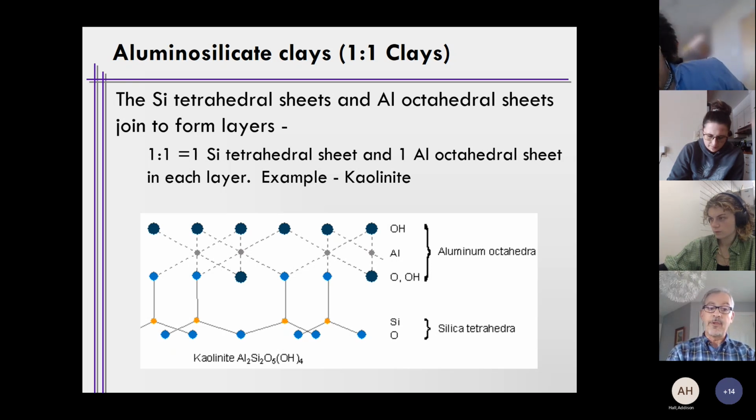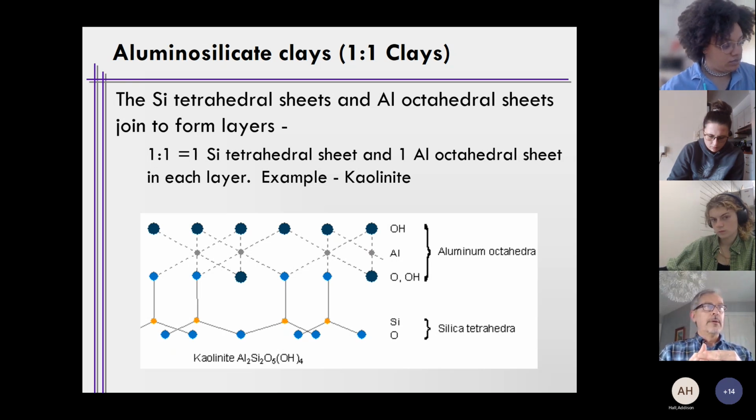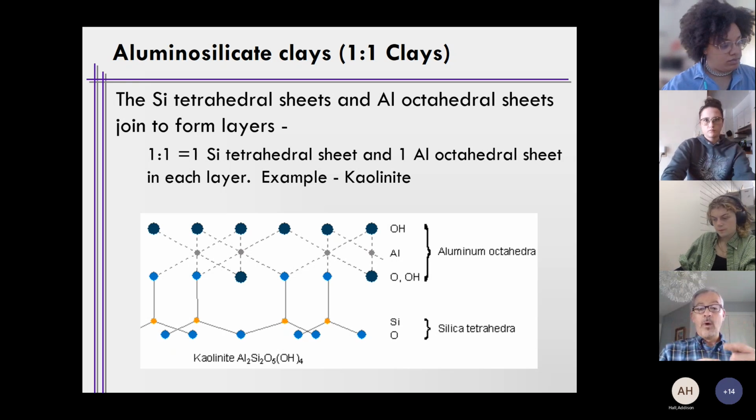So in this class, we're going to keep this simple. We're going to talk about 1-to-1 type clays and 2-to-1 type clays. So here is an example of a 1-to-1 type clay. The 1-to-1 type of clay is where the silica tetrahedral sheet and the aluminum octahedral sheet combine to form a layer, right? And when we say 1-to-1, that means that there's one layer of a silica tetrahedral sheet basically bound to one layer of an aluminum octahedral sheet.